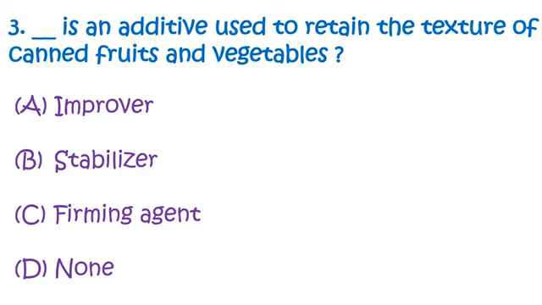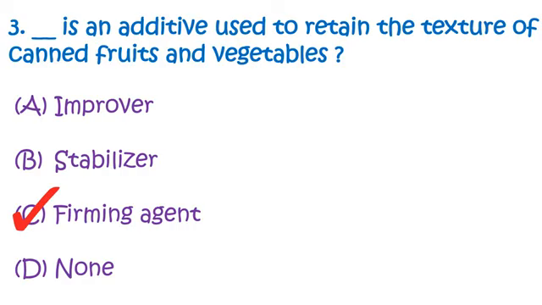Question number 3. Dash is an additive used to retain the texture of canned fruits and vegetables. Options are option A, improver, B, stabilizer, C, firming agent, D, none of the above. And the correct option is option number C, firming agent.